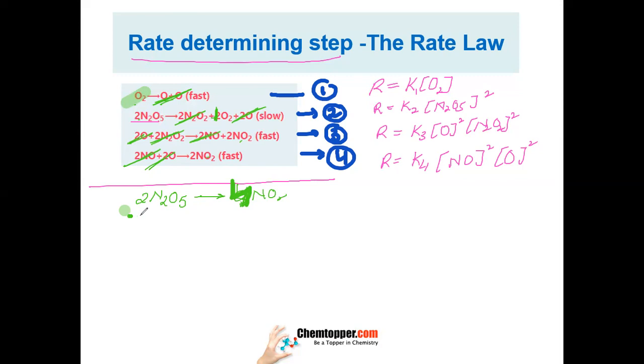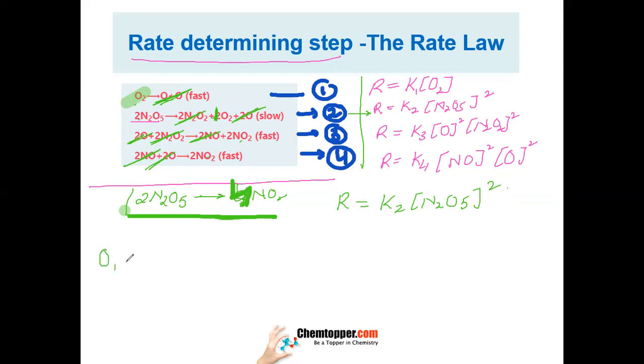And what's the rate law for this overall reaction? Rate law. You cannot look at this equation and write down the rate law. You have to see the rate determining step, which you said step 2. So the rate law will be same as step 2, right? Is it okay?